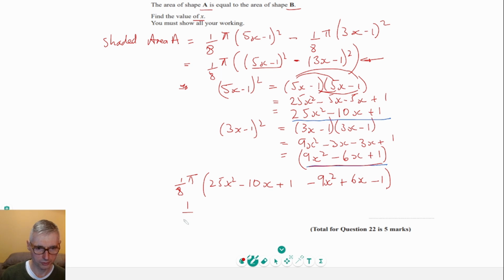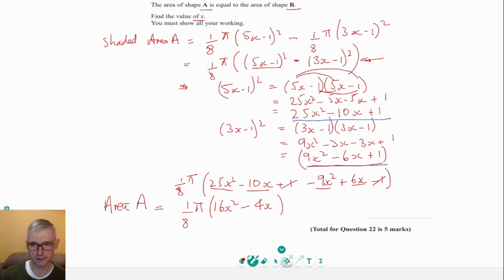So again, I've got the 1 over 8 pi. And if I collect up terms, 25x squared minus 9x squared is 16x squared. Then I've got minus 10x plus 6x is minus 4x. And then I've got the positive 1 and the negative 1. They're just going to cancel each other out. So that's the area A, shaded area of the remaining part of the sector.